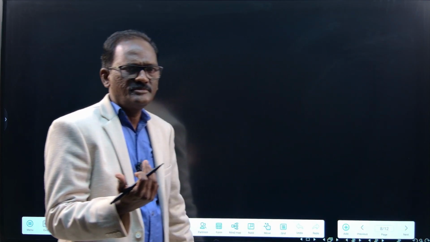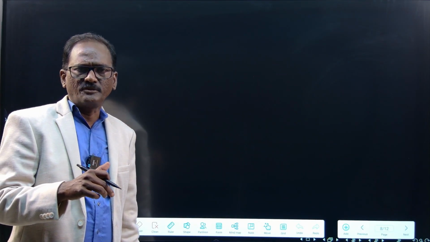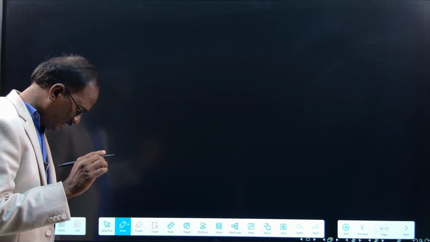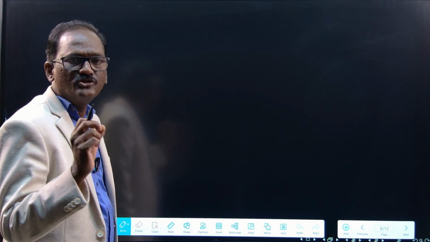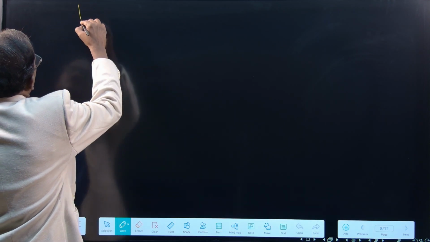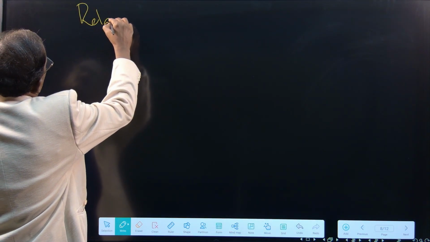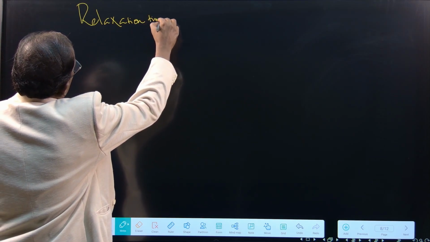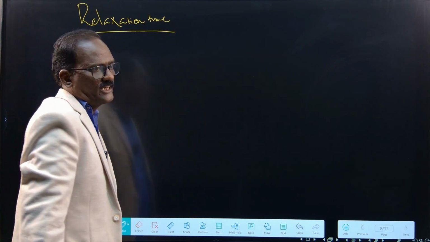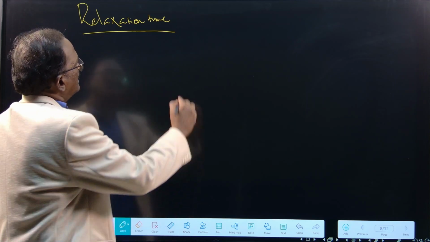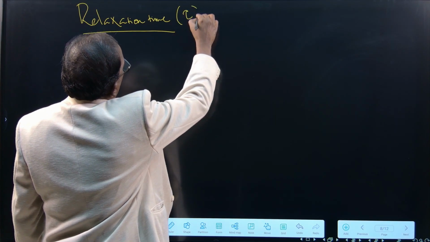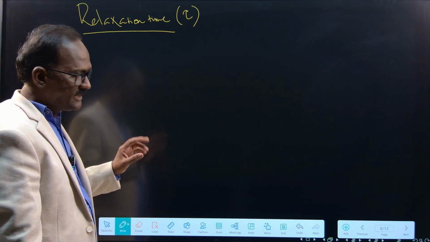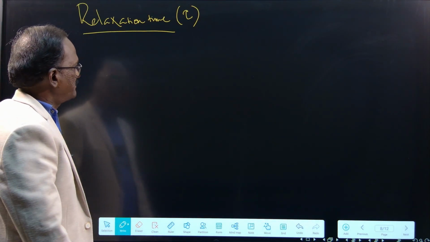When velocity comes, the time factor is also coming. Here, let me introduce a term: relaxation time. One term I am going to introduce is relaxation time, and it is denoted by the letter tau. Let us see what this relaxation time is, right?